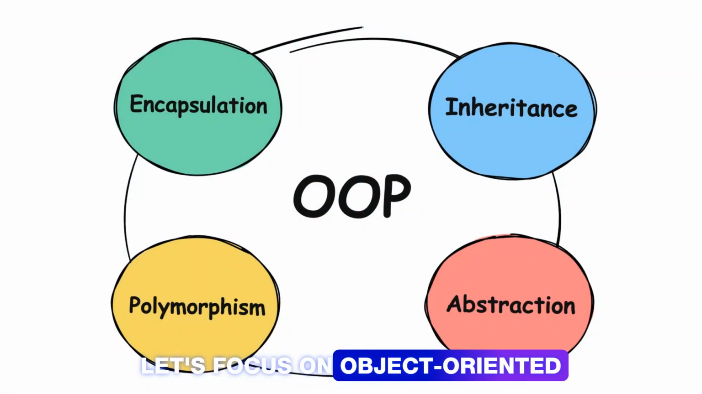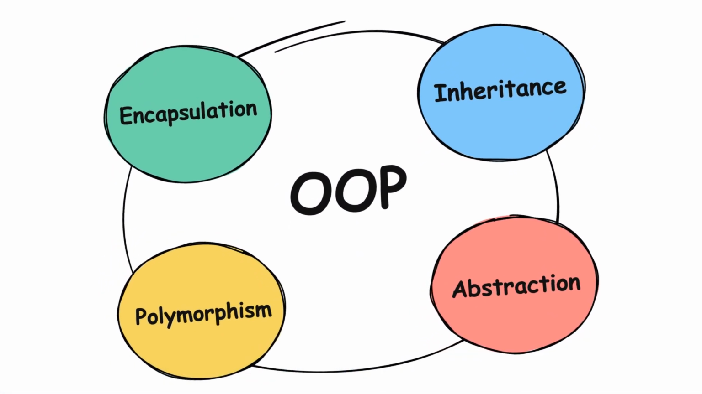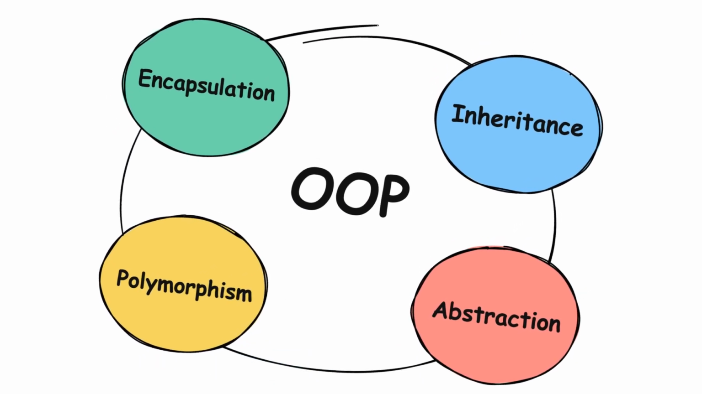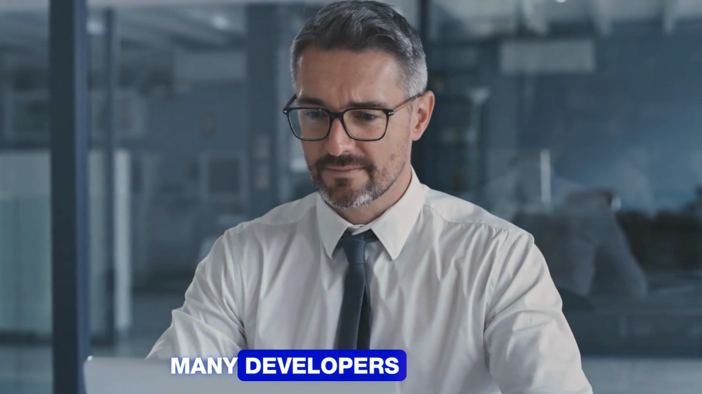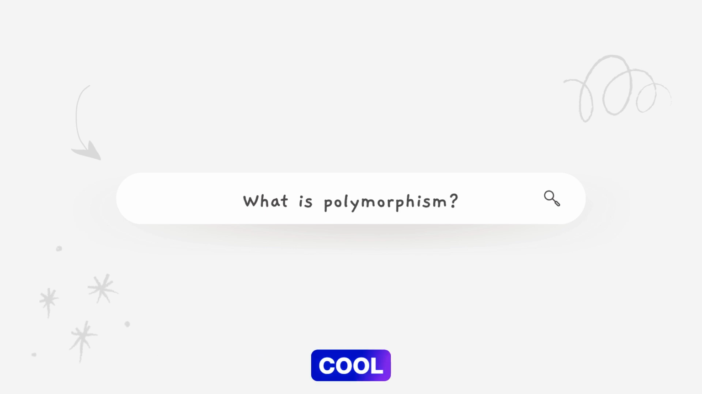Let's focus on object-oriented programming, or OOP, the backbone of Java development. It's what makes your code reusable, organized, and easy to manage. But don't worry, it's simpler than you think. Many developers struggle with OOP concepts because they're taught in theory, not practice. Ever heard of polymorphism and thought, cool, but what does that actually mean for my code? Today, I'll clear it up with practical examples.